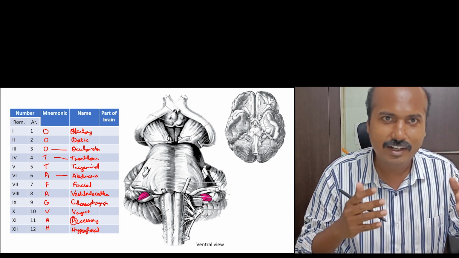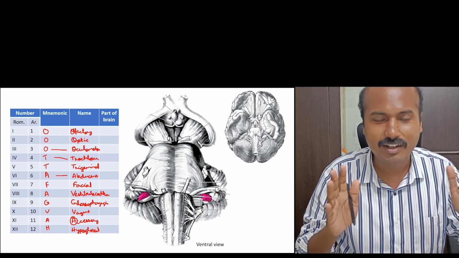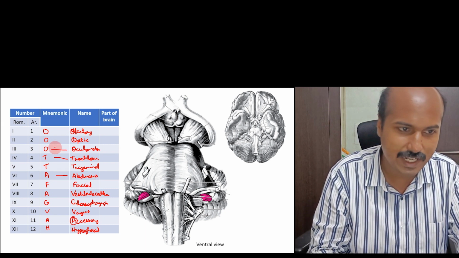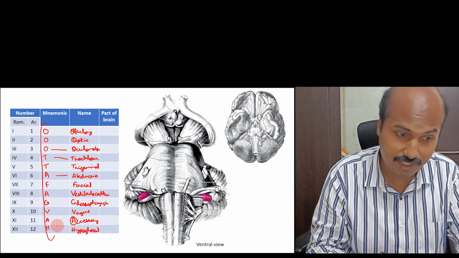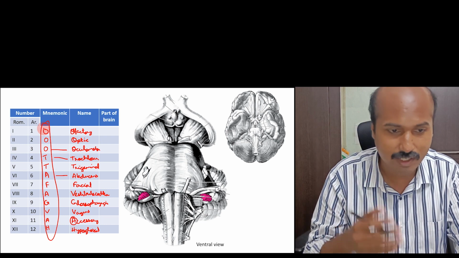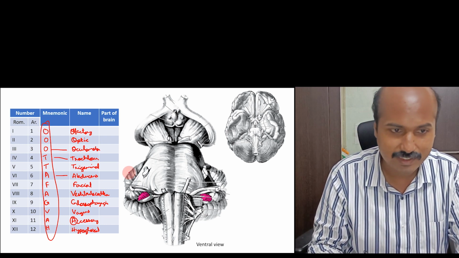So take a while, even take a few days to memorize the cranial nerve numbers and the names. For that, a memory aid, a mnemonic will be very useful, and this is the mnemonic that I use. You can use any mnemonics that you want. There are a lot of them available on the internet.